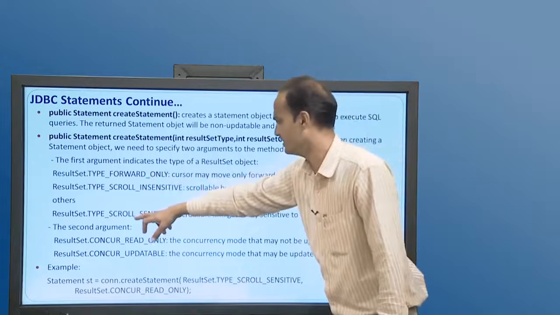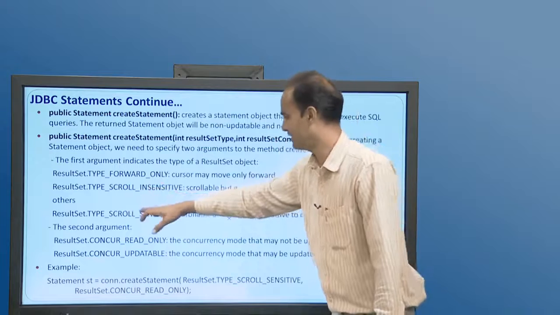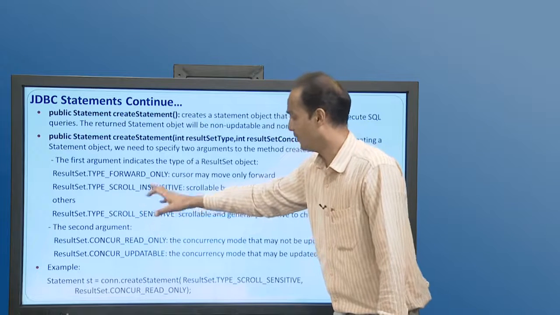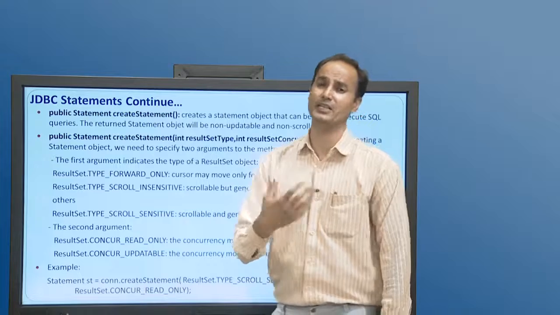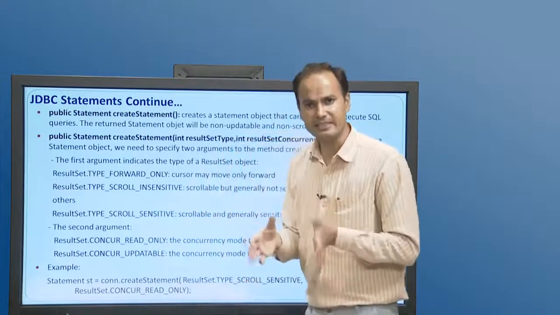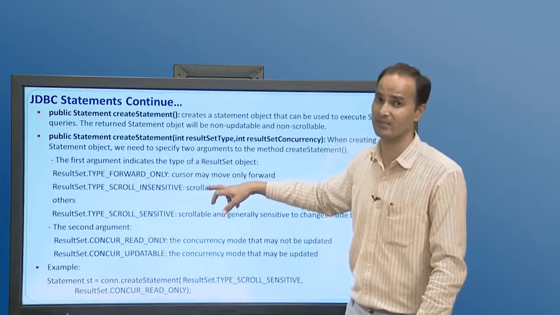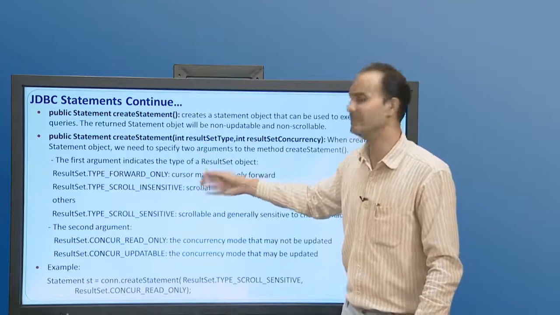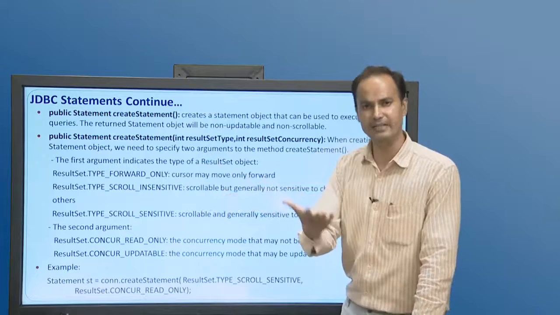The third constant is ResultSet.TYPE_SCROLL_SENSITIVE. That means the result returned by the query will be scrollable. Apart from that, it is going to reflect the latest data. While with insensitive, it is scrollable but will reflect the old data, as it is insensitive to updates, while sensitive is sensitive to update queries. So, it will reflect the latest data.